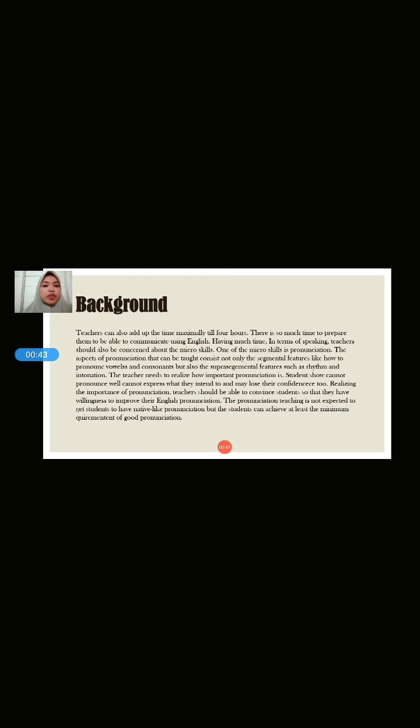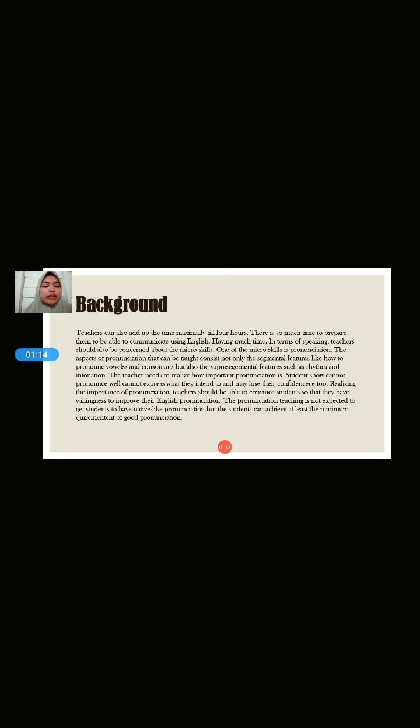The aspect of pronunciation that can be taught consists not only of the segmental features, like how to pronounce vowels and consonants, but also the suprasegmental features such as rhythm and intonation. The teacher needs to realize how important pronunciation is. Students who cannot pronounce well cannot express what they intend to and may lose their confidence too.